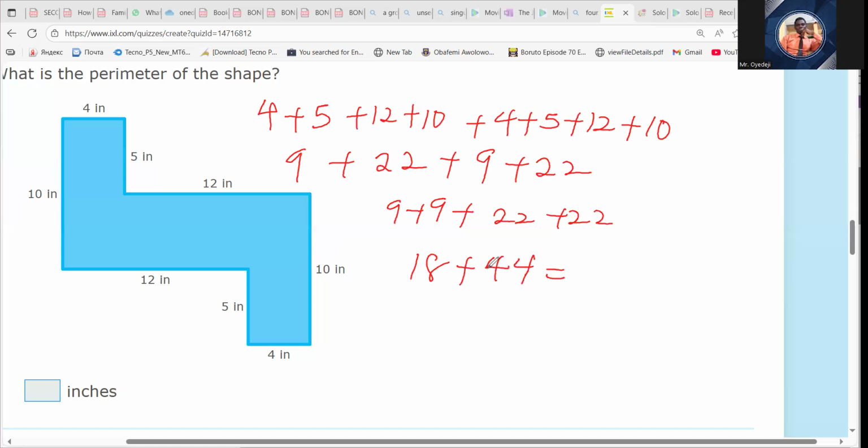So we have 4 plus 8 is 12, remainder 1, 5. 5 plus 1, 6. Final answer, 62. Easy peasy, lemon squeezy. All right, let's move to the next one.